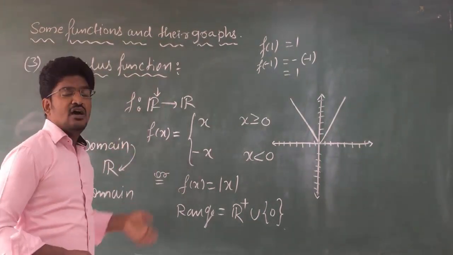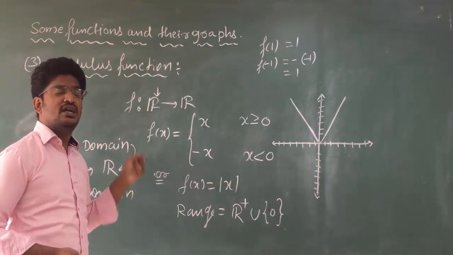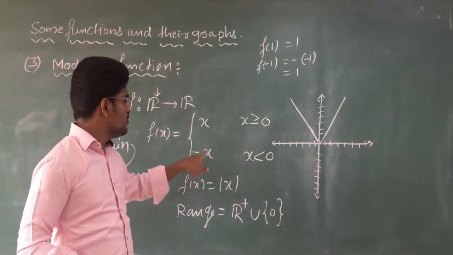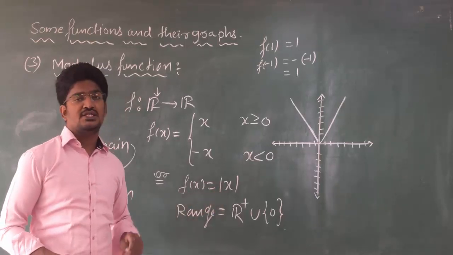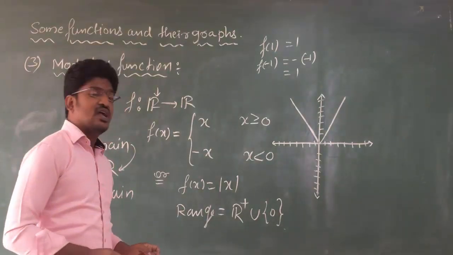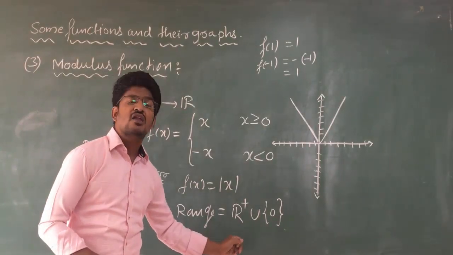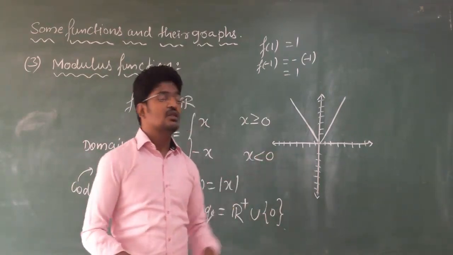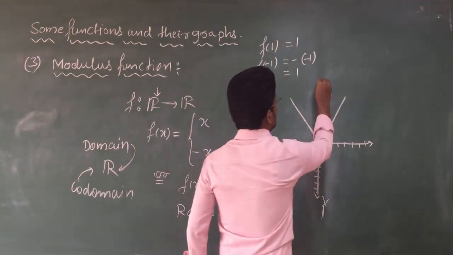And you can write it in definition form also. Let f be the function from R to R, where R is the real number set, defined by f of x equal to x whenever x is greater than or equal to 0, minus x whenever x is lesser than 0, or f of x equal to mod x, is called the modulus function. Then you can write domain real number set, codomain real number set, range R plus union singleton set 0, and this is the mod function graph where this is the y-axis and this is the x-axis.